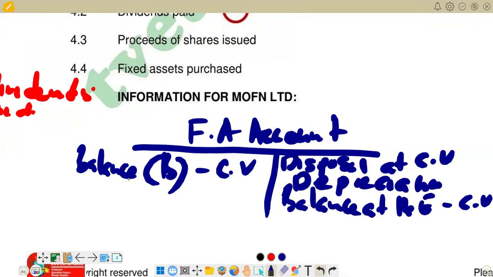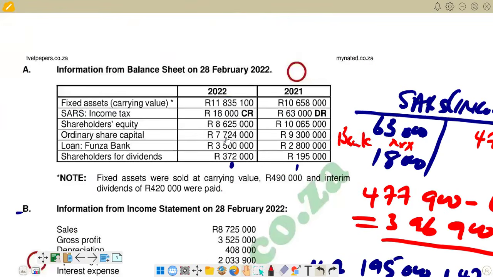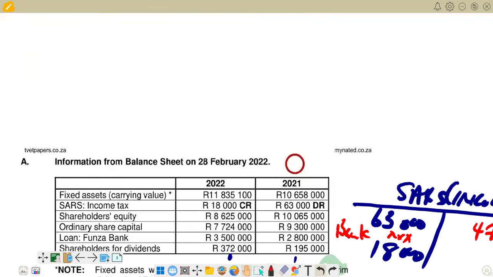Then the figure that we'll be looking for is the purchased figure. So fixed assets purchased, we get it here as a balancing figure. So we're going to say this one plus this disposal plus depreciation, plus balance at the end minus balance at the beginning. So we can check those balances at the beginning of the question, and we bring it here. This is our fixed asset account. Balance at the beginning, we said debit side at carrying value. Remember, this is fixed assets at carrying value.